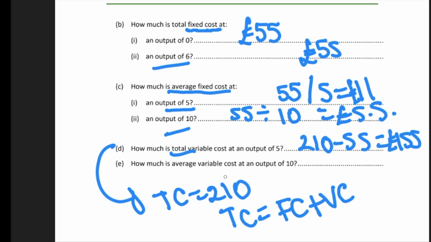Perfect. In which case then, can someone tell me what the answer is? Oh, it is slightly different anyway. How would we figure out the average variable cost at an output of 10? Or can someone tell me what the total variable cost would be to start with? What would the variable cost be to start with? And then we can figure out the average.